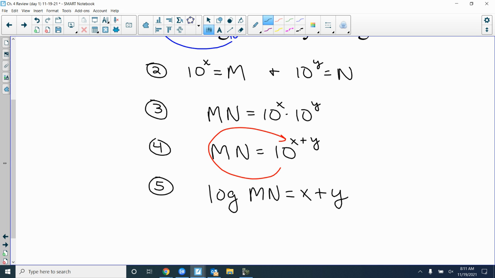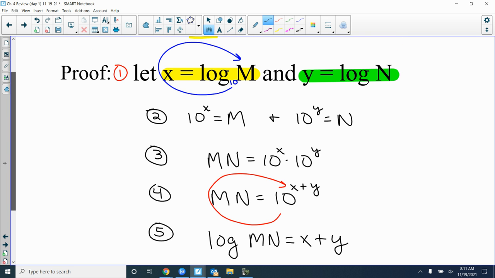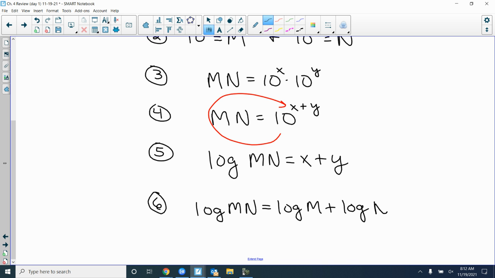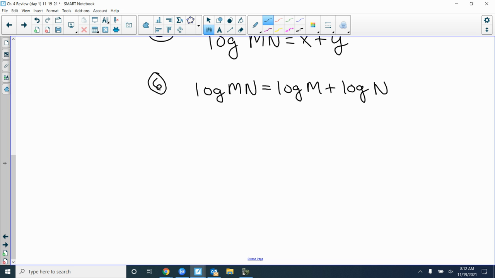Now we are done after this next step, because we said x at the very beginning was what? Log of m. And we said y was log of n. So I can replace the x with log of m, plus log of n. And we are done. So you're going to need to know that.